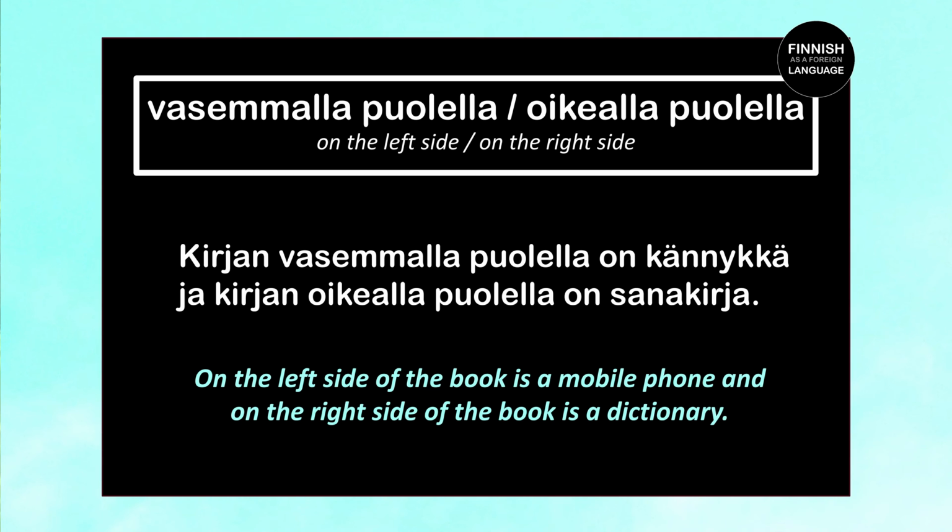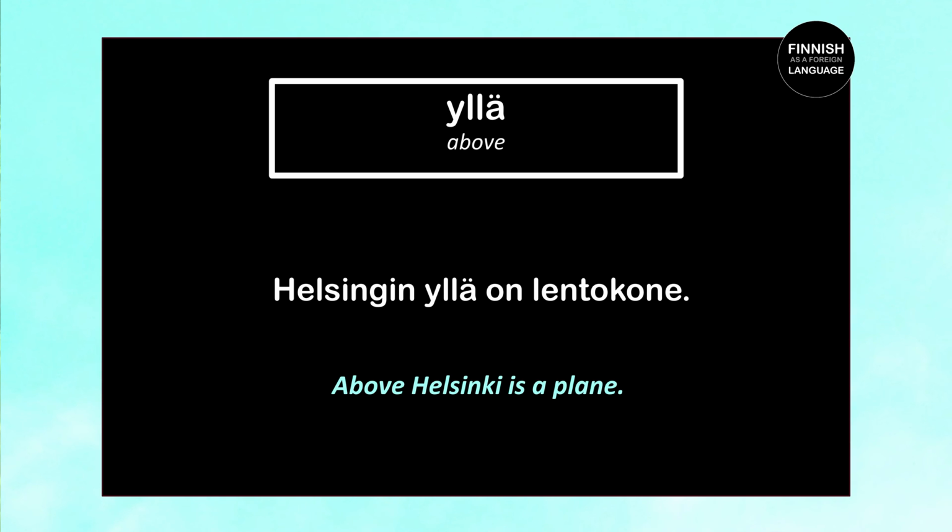Then we have kännykkä, which means mobile phone. Then we have again kirjan, genitive case of kirja, which means book, because it's followed by the second postposition oikealla puolella, meaning on the right side, and sanakirja means dictionary. So let's repeat. Kirjan vasemmalla puolella on kännykkä ja kirjan oikealla puolella on sanakirja. Means on the left side of the book is a mobile phone and on the right side of the book is a dictionary. Next postposition is yllä, which means above.